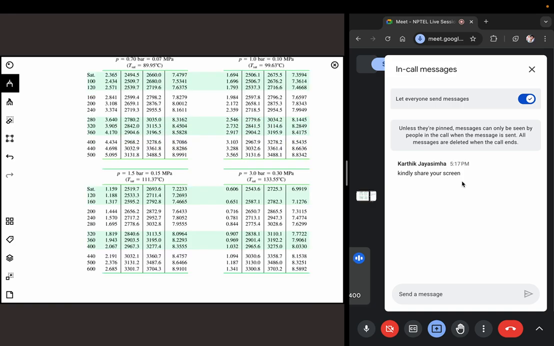So again here, this is 1 bar pressure, and then you need to know the value at 150 Celsius, which is not directly given. So you need to do a linear interpolation between these two values, and we are trying to find the enthalpy. So I'll just highlight these enthalpy values. And you need to find it at 150 Celsius. What is the value you're getting?